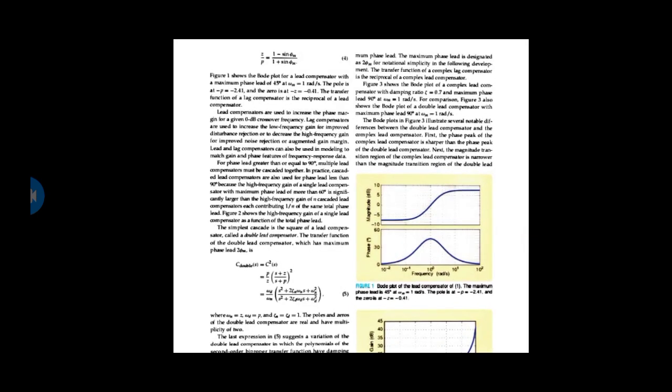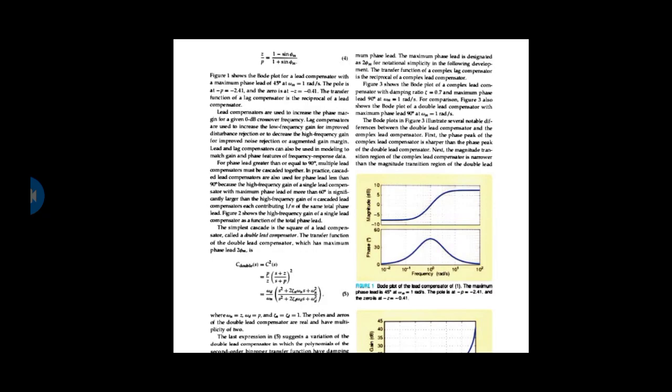Lead compensators are used to increase the phase margin for a given crossover frequency. Lag compensators are used to increase the low frequency gain for improved disturbance rejection, or decrease high frequency gain for improved noise rejection or augmented gain margins. Lead and lag compensators are also used in modeling to match gain and phase features of frequency response data.